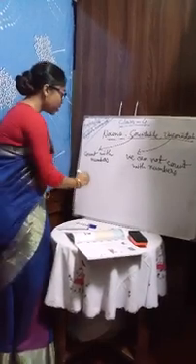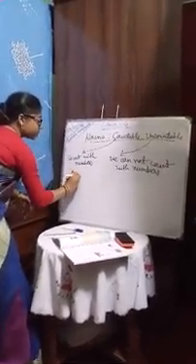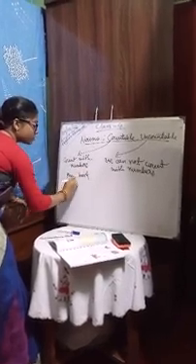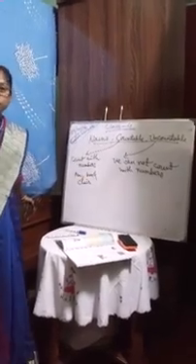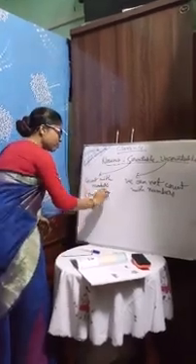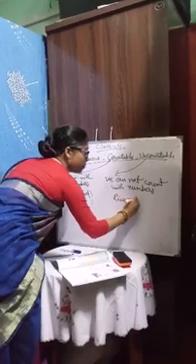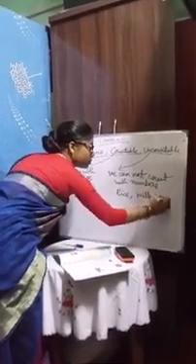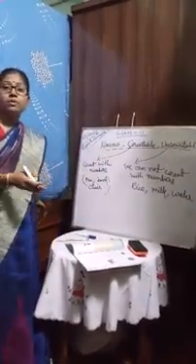Like if I say pen, book, chair, these all we can count with the numbers. But if I write here rice, milk, water, these all we cannot count with the numbers.